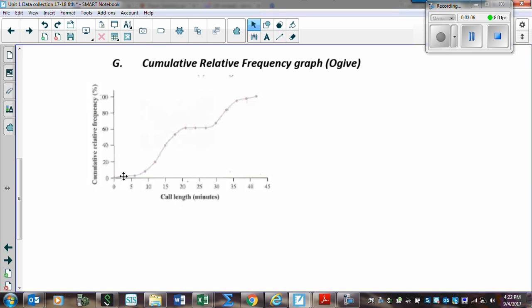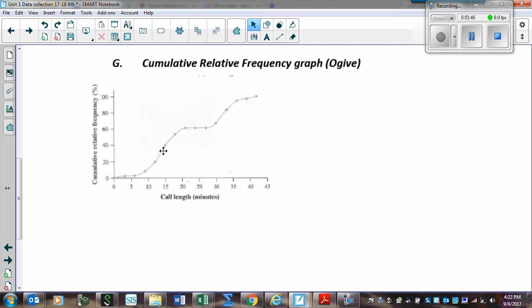So this is in 3-minute increments, and so it looks like for the first segment, about 1% of all of the call lengths lasted between 0 and 3 minutes. Then about the same frequency, about another 1%. And the flatter this is going, the fewer things that you're getting in that, in this case, time period. And so another 1%. This looks like a little bit more, maybe about 3 or 4% lasted between 6 and 9 minutes. And then it looks like about maybe 10% of the calls lasted between 9 and 12 minutes.